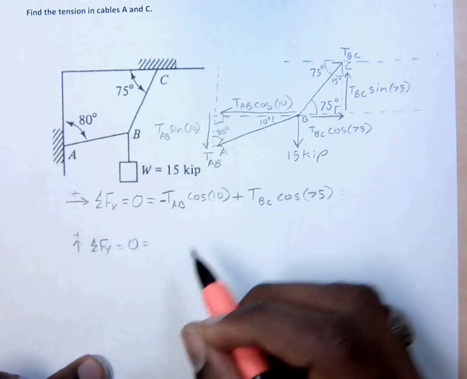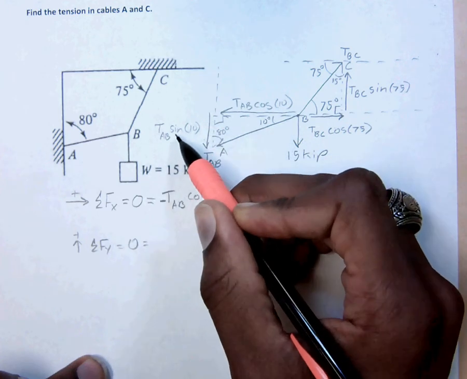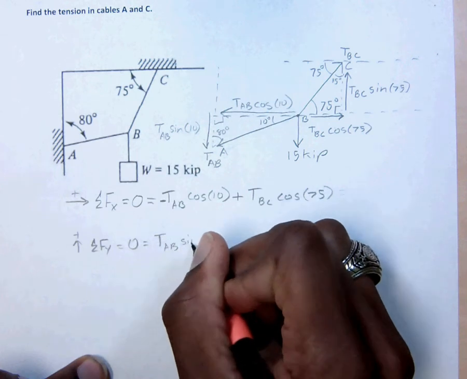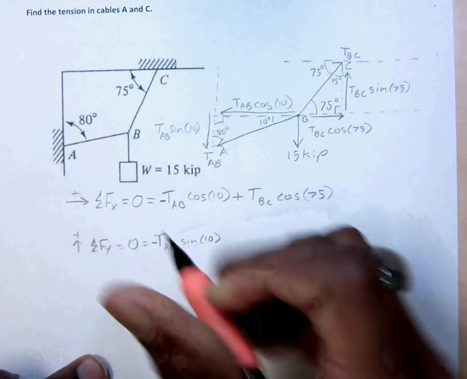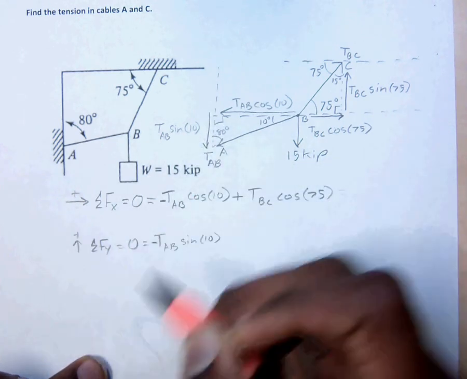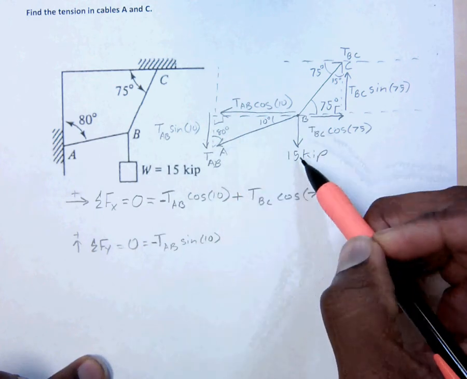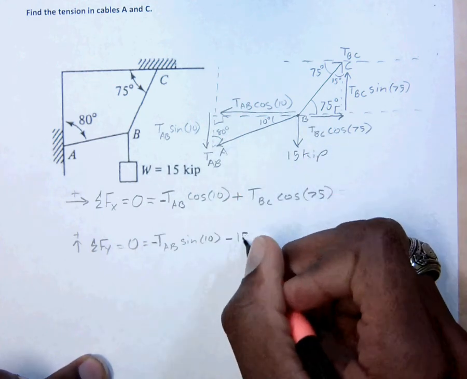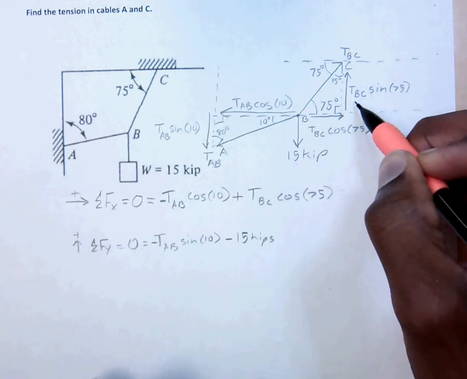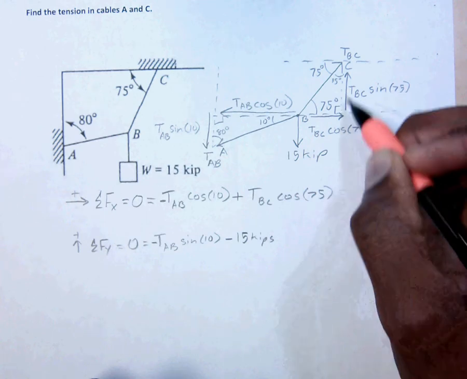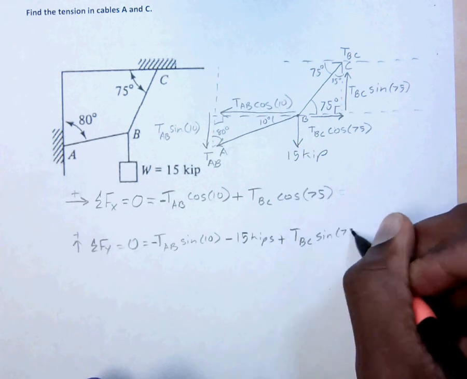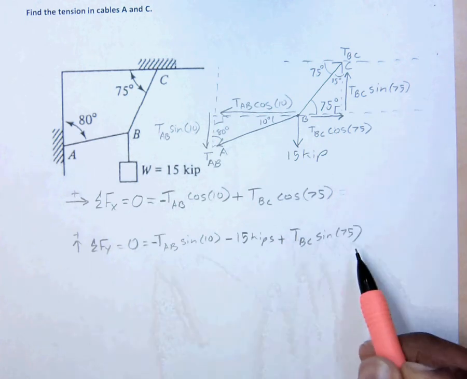So what forces do we have in the y direction? Well, we have tension AB times the sine of 10 degrees. And I'm also going to subtract that force because it's going down, and our convention is that going up is positive. Next we have 15 kips, which is also going down, and so I'm going to subtract 15 kips. Our next vertical force is going to be the tension in BC times the sine of 75 degrees. That's going up, so I'm going to add that. Okay, and all of that is supposed to equal 0.